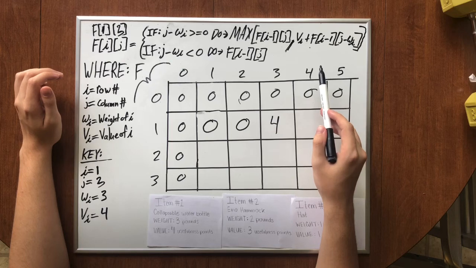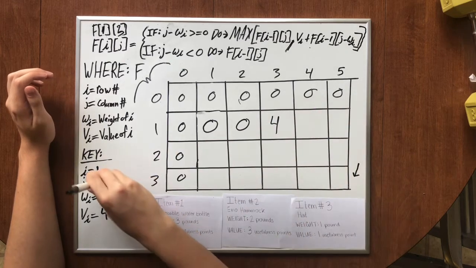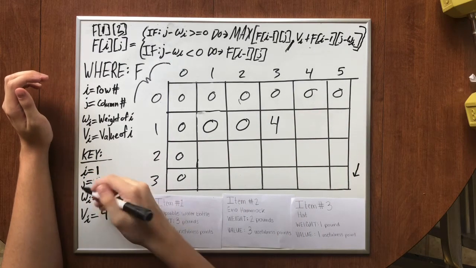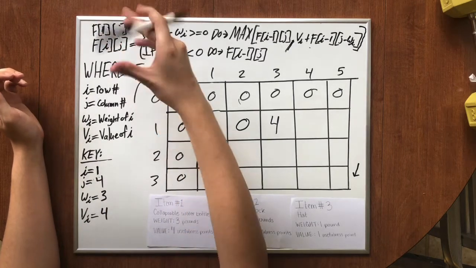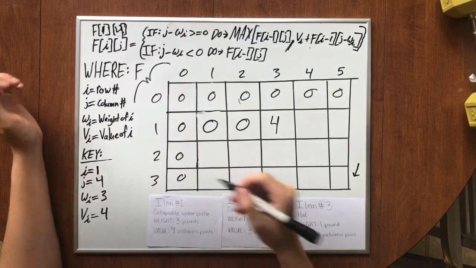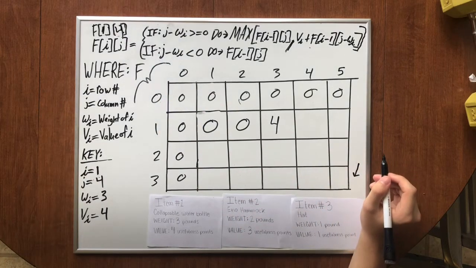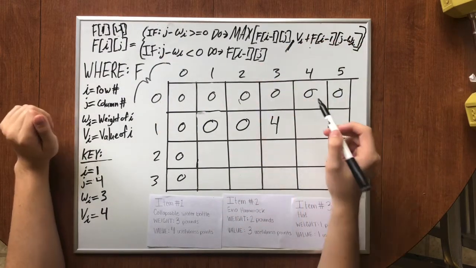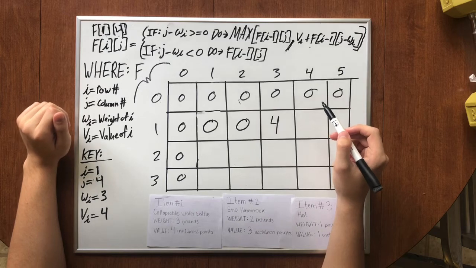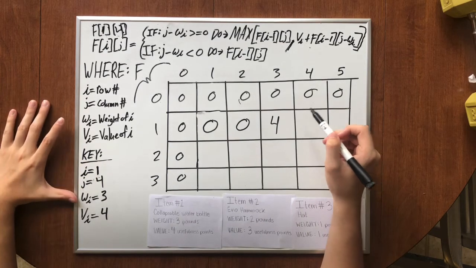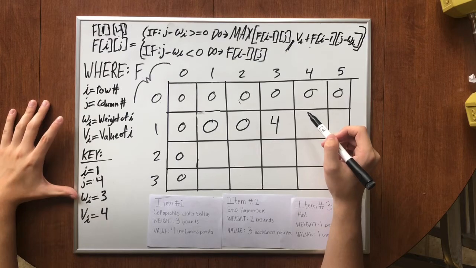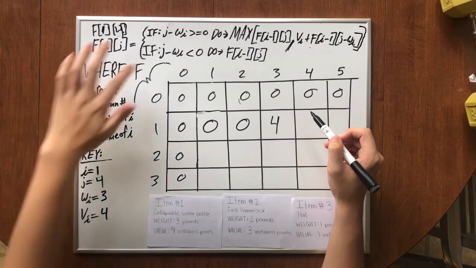We need to increment J. So J is now 4, right? J is now 4. And hopefully you could see how we could program this with some for loops and some comparative statements in C++ or whatever. So we need to check what J minus WI is. J is 4, WI is 3. 4 minus 3 is 1.